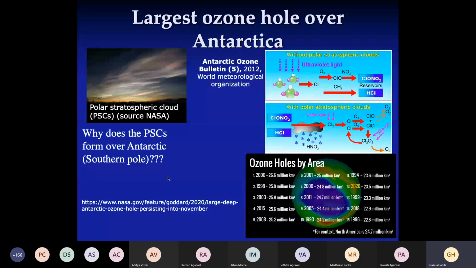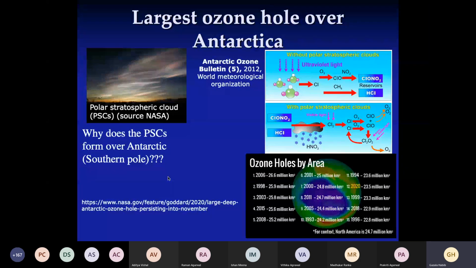And because of the low temperature, which can go down to minus 89 degrees centigrade, while in the Arctic region the minimum temperature would be around minus 50 or something. So because the Antarctic region, which is in the southern pole, is very cold, there is a possibility of polar stratospheric cloud formation, which contains HNO3.